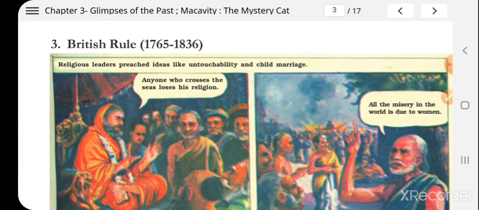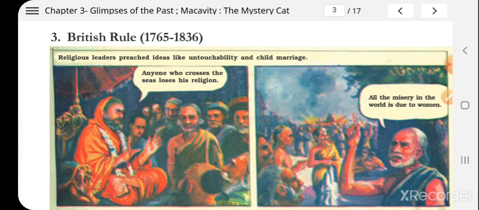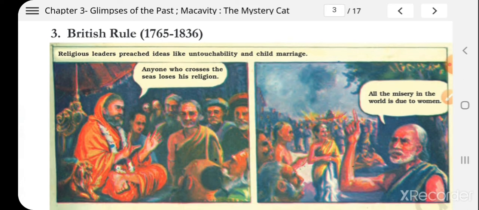So it is third topic, and that is British rule. Okay, in last topic there was victory of them. Okay, वो कैसे कैसे जीत रहे थे. But here you can see the British rule, and the time period again it is 1765 to 1836. Okay, so there were some religious leaders also in India, and they preached ideas like untouchability and child marriage. You can say that there was superstition in India at that time.